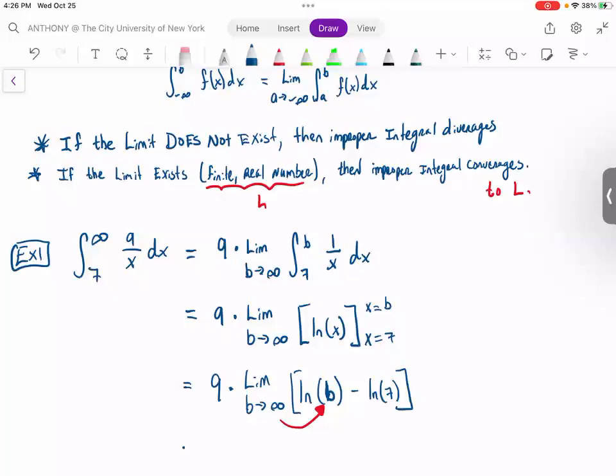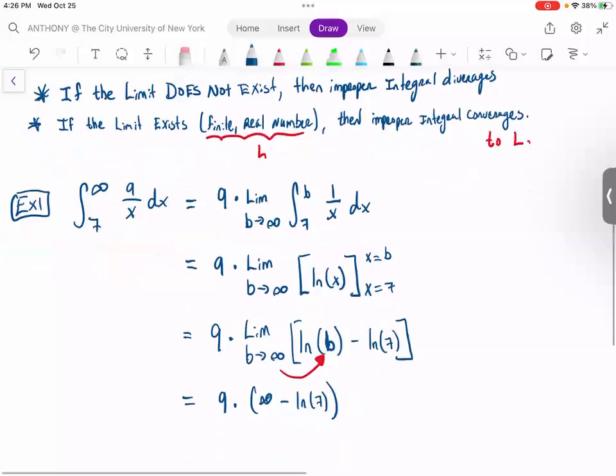So what we have is now 9 times infinity minus ln of 7. But if you work out this computation, right, if you take ln of 7, subtract it away from infinity, and then multiply 9, what do you think your result is going to be? Infinity. Now, because we get infinity here, is infinity a real number? No, infinity is not a real number. So what do we know about this improper integral? It diverges? Very good. So here I'm just going to write in parentheses, diverges.